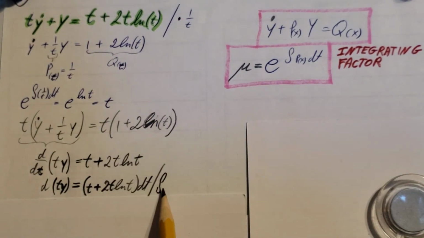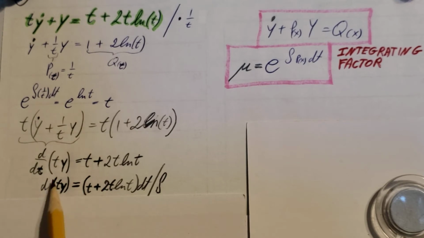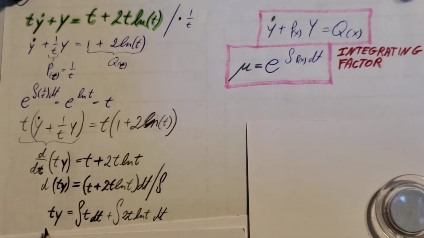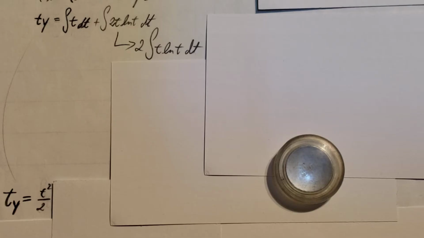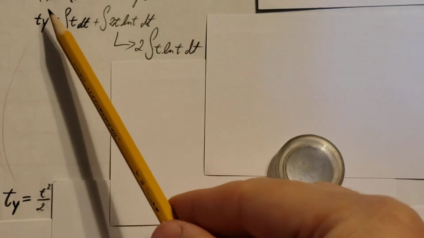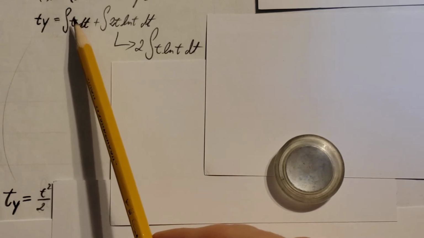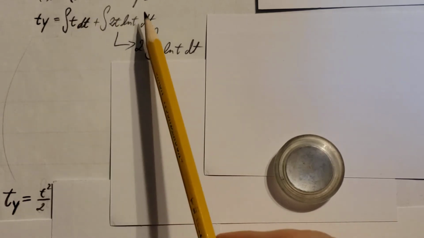Now I'm going to take the integral of both sides. On this side the derivative will disappear, becomes only ty. On this side I'm going to have the integral of this whole thing, which I can break into two integrals. Integral of t dt plus integral of 2t ln t right here. Now let's go ahead and find these two. To continue this, I'm going to bring the ty down here equals whatever we get from this integral plus whatever we get from this integral, right?